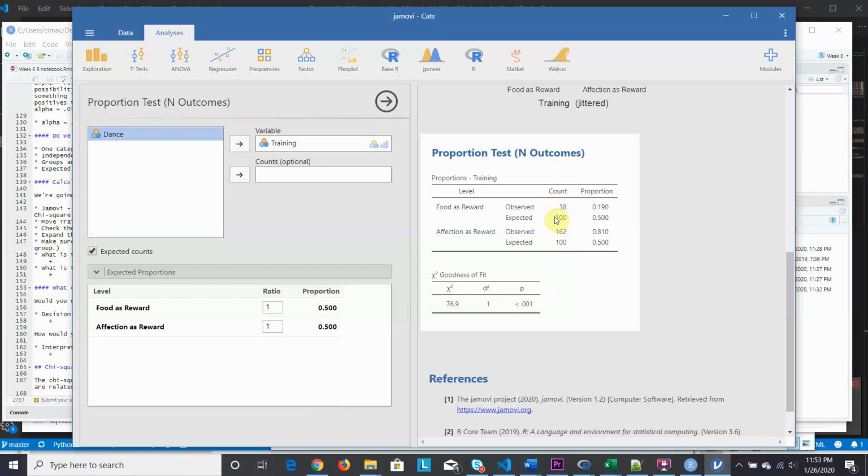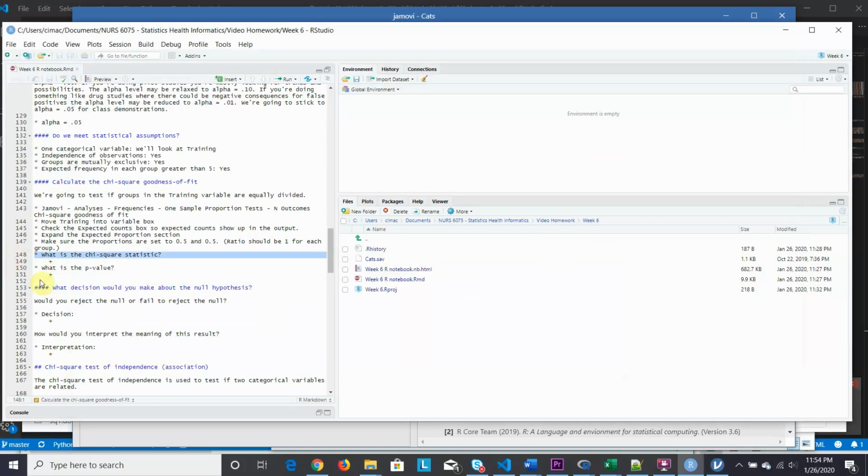frequencies. And you can go a step further and say that using food as a reward has fewer than we expected, and using affection as a reward had more than we expected, based on were we expecting equal groups. So that kind of identifies the pattern. You always want to do that for readers also. So that's our decision. We'd reject the null. There's an interpretation you could fill out.